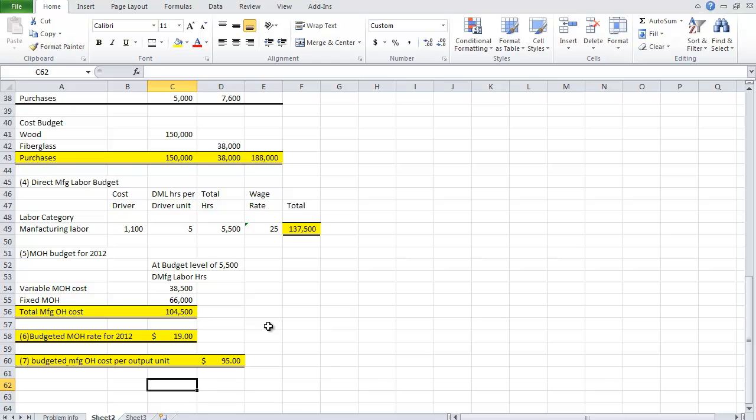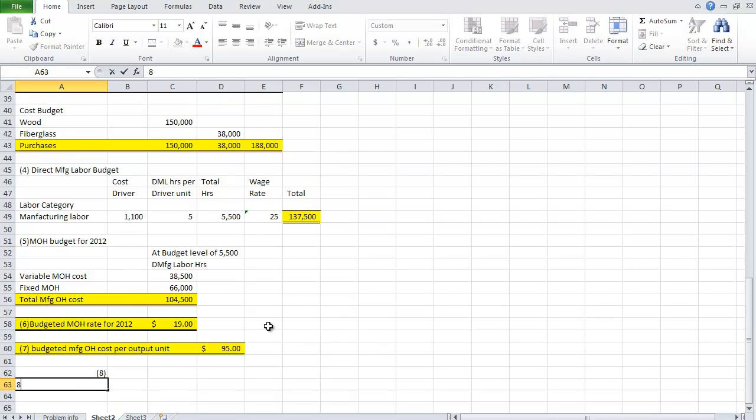Move on to number 8. Many of these steps are fairly simplistic calculations. It's just the process that we need to get used to. So we're going to calculate the cost of a snowboard. I'm going to do this one in a two-step process. In step 8, I'm going to put this into two pieces. Let's do step 8A, and let's compute the unit cost of manufacturing a finished good in 2012.